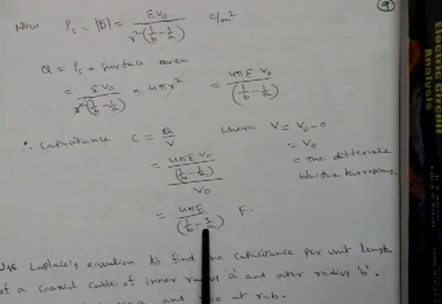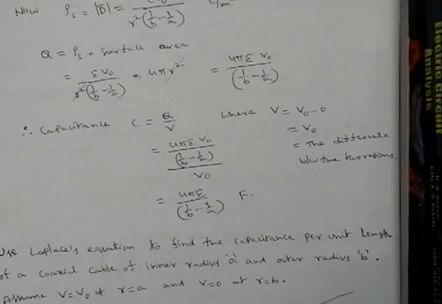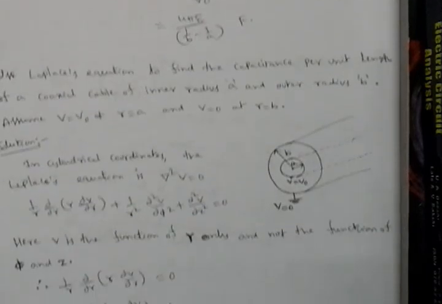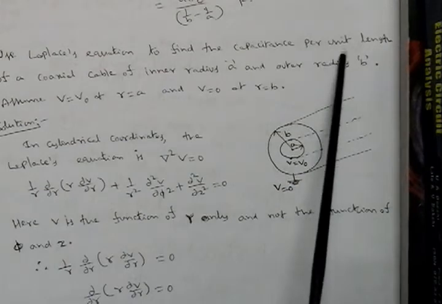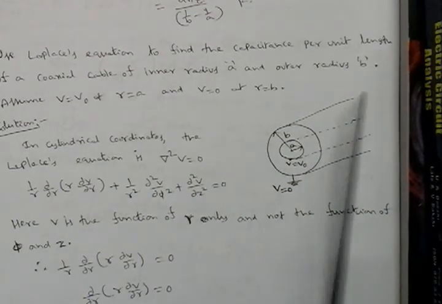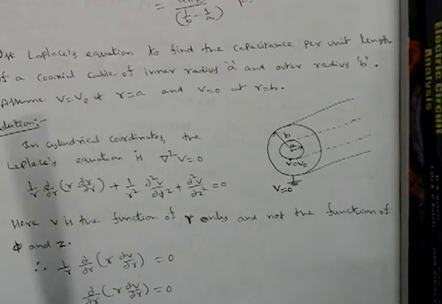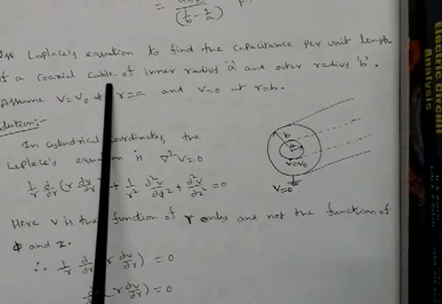This is called an application of Laplace equation related to electrostatic field problems. Similarly, in the same way, we can determine one more problem. Now let's see one more problem: use Laplace equation to find the capacitance per unit length. That means per meter, what should be the value of capacitance of a coaxial cable.